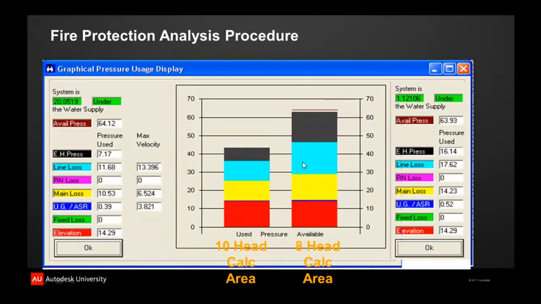So here's those 2 bars next to each other. The 8 head calculation needed 63.9 pounds, and the 10 head calculation needed a total of 44 pounds. So, like I say, it's a little bit counterintuitive, and I threw that in as a twist to get you thinking. You have to always think about the out, the up, and the through, and the total combination of those dictates the total flow and total pressure required for a given system.